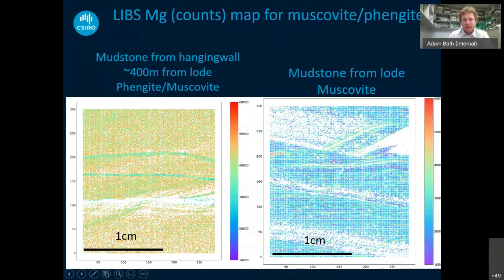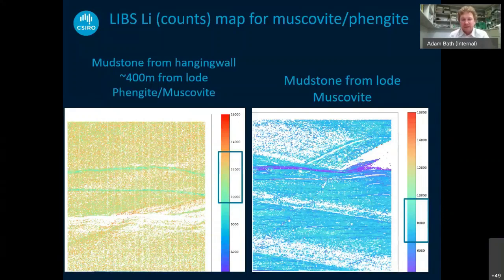And another one that's very interesting are the lithium peaks. So we can start to see here that the lithium peak when we're in the hanging wall is around 12,000 versus when we're near the lode, it's more likely around 8,000 for the white mica. So it looks like from these maps that the white micas in the mudstone are essentially losing lithium, they're losing iron, and they're losing magnesium.